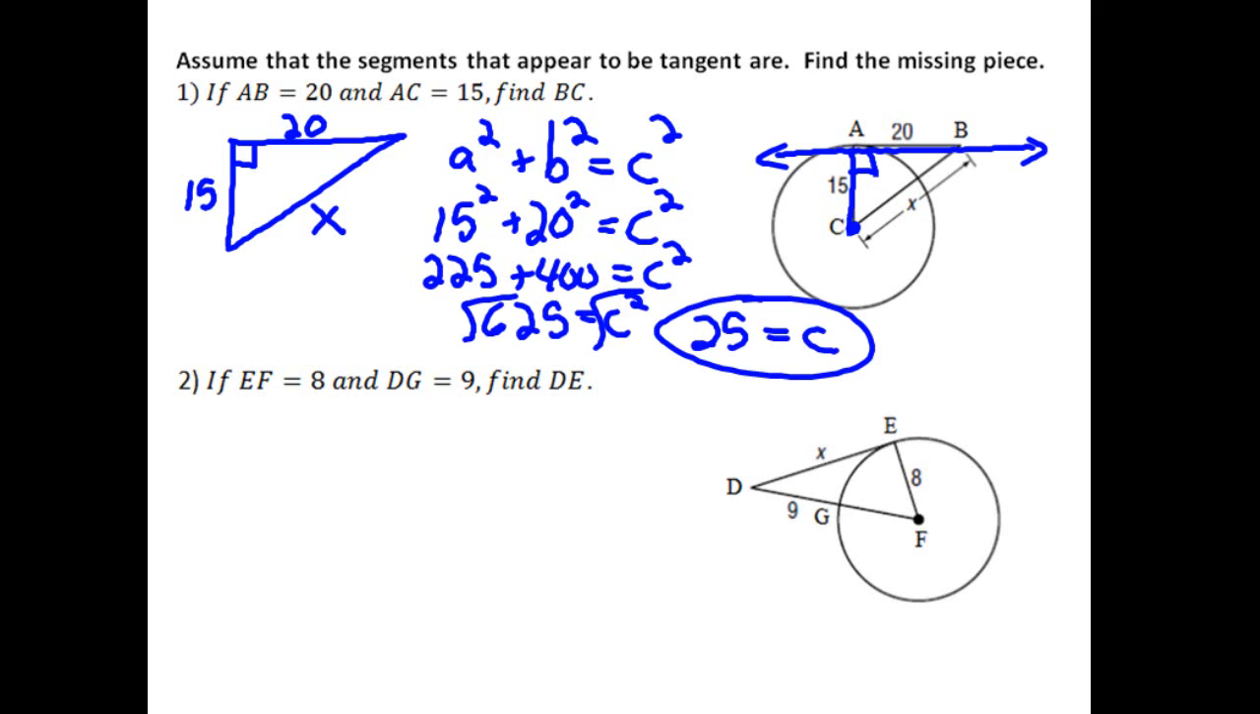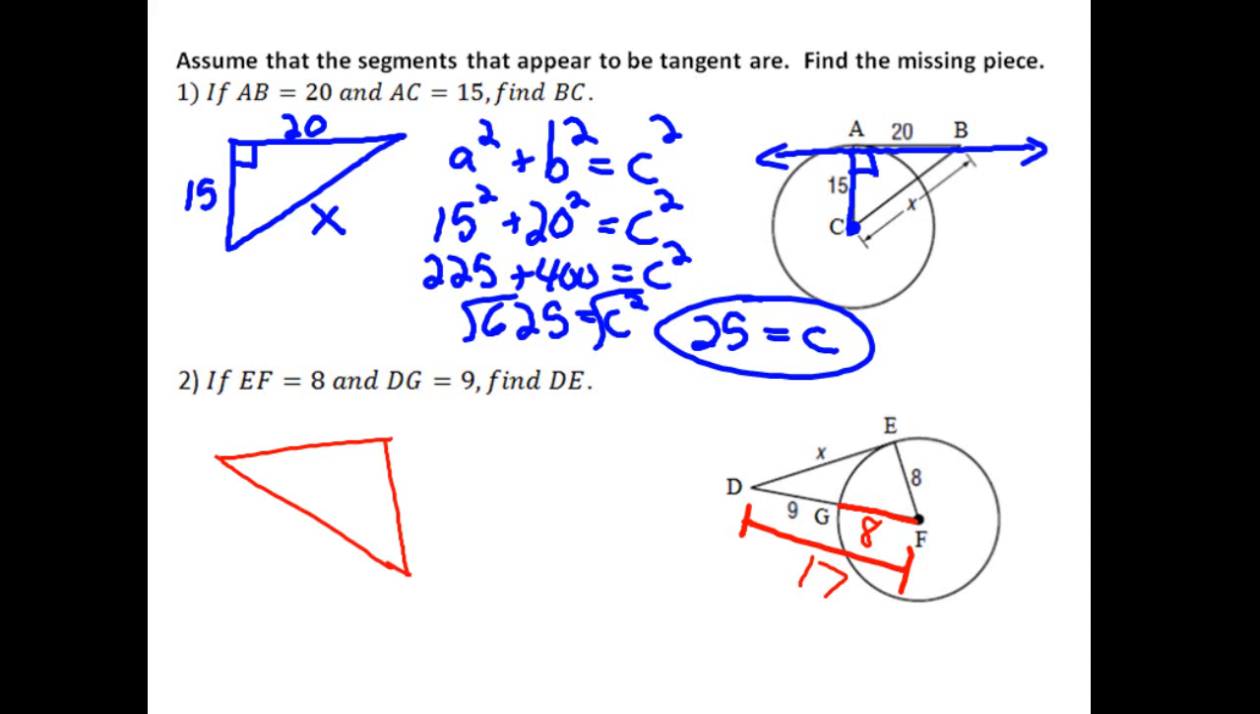And problem number 2. If EF is 8 and DG is 9, we're trying to find DE. Well, people commonly get this problem wrong because they think this entire side length here is the one that's 9, but if you look carefully, it just said DG was. We need to know how long GF is. Well, any radius of a circle is the same length, so GF is also 8, making DF 9 plus 8, or 17. Now that I know that DF is 17, I can again use the Pythagorean theorem.